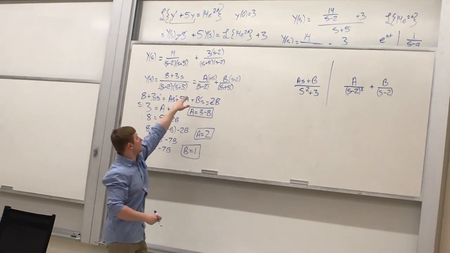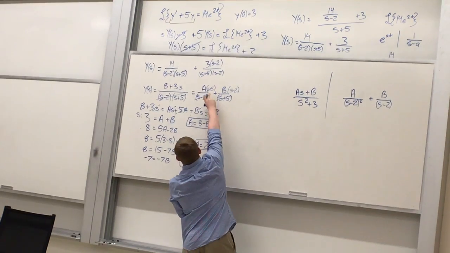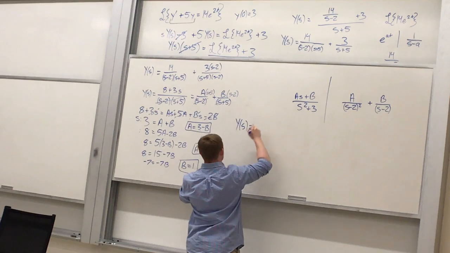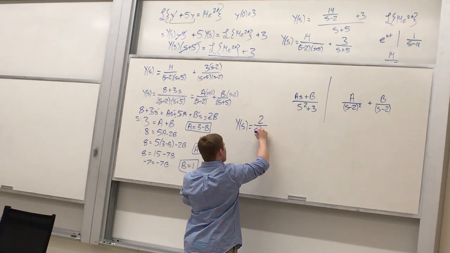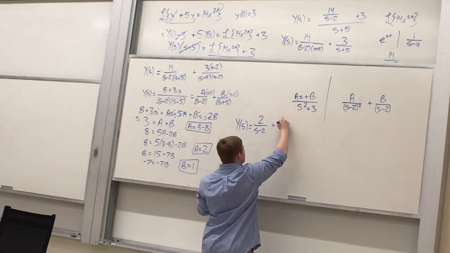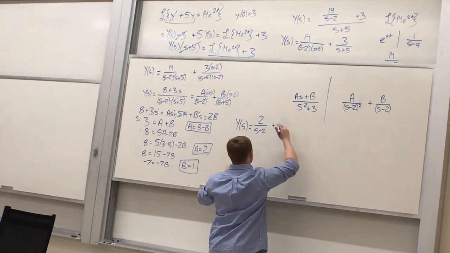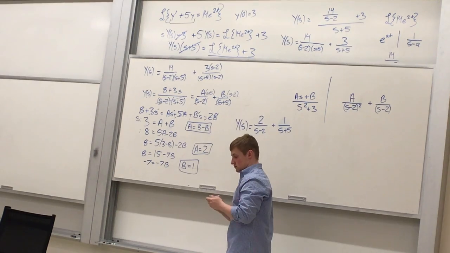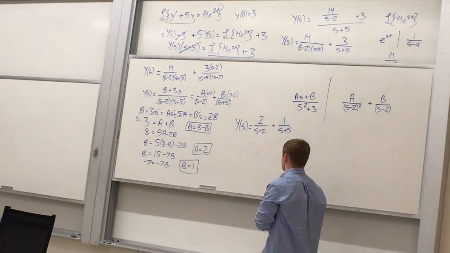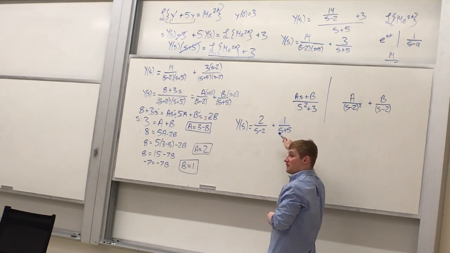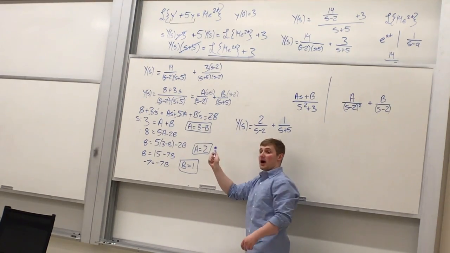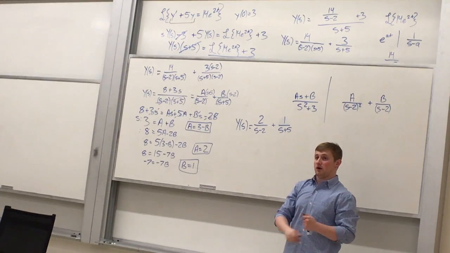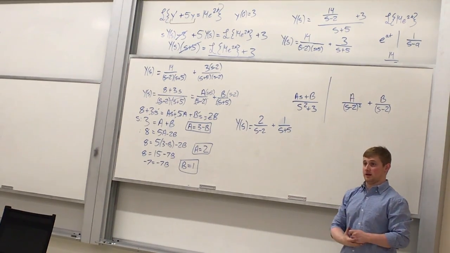I found both of those. I can plug it into what I initially had up here. So now I know my capital Y of s is equal to 2 over s minus 2 plus 1 over s plus 5. And now, finally, we have our capital Y of S on the left-hand side. And on the right side, we have something that we can use the table to transform from S's into T's.